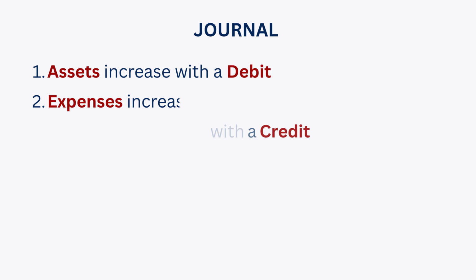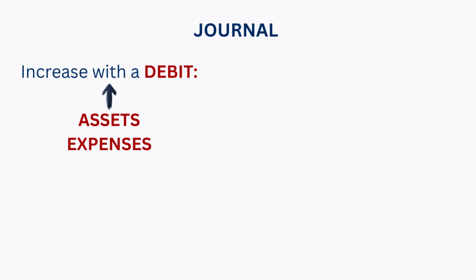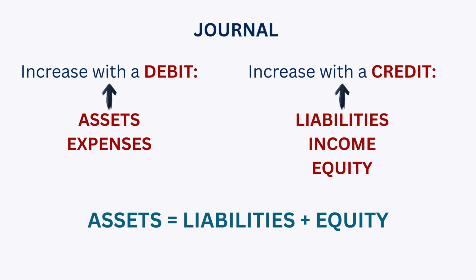The easiest way to understand debit and credit is to think about what is increasing and what is decreasing. Here are the basic rules. Assets and expenses increase with a debit and liabilities, income, and equity increase with a credit. This follows the accounting equation. Assets equal liabilities plus equity.